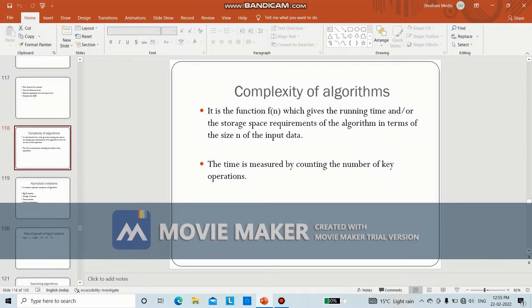So what do we mean by time complexity? The time is measured by counting the number of key operations. So how many key operations you have done in order to complete the algorithm, that gives the time complexity. And space complexity means the amount of space that is required for storage purposes. Whatever algorithms we learn in the coming videos, we will try to find out the complexity of those algorithms, and we will concentrate on finding the time complexity, that is, the number of key operations.